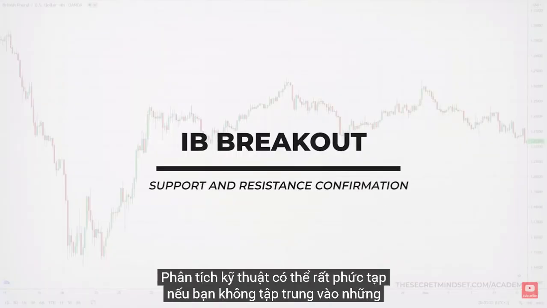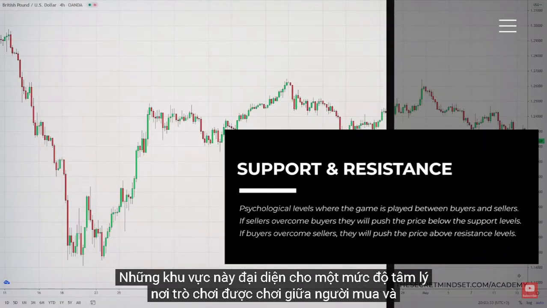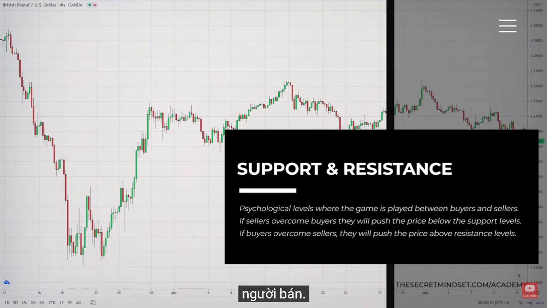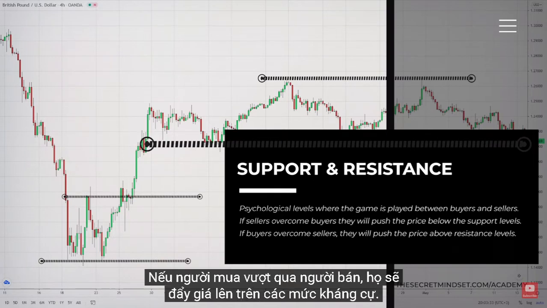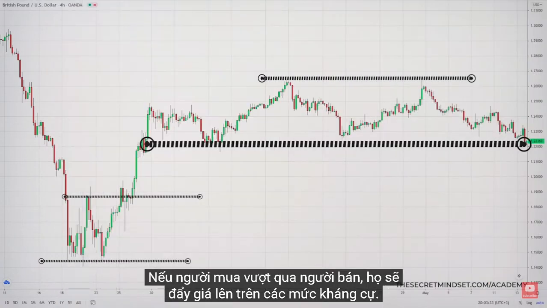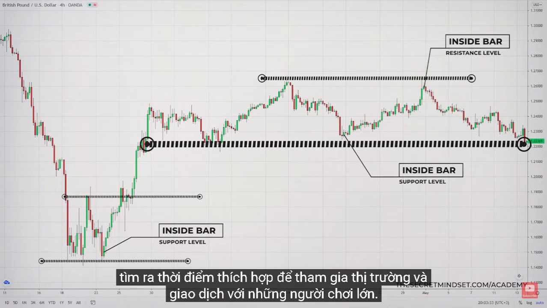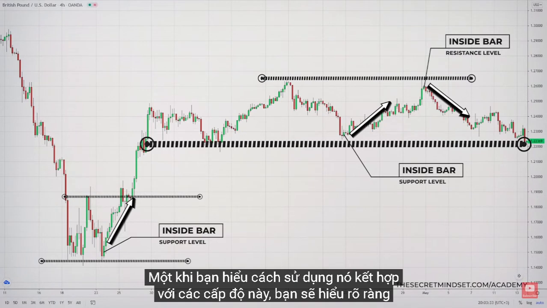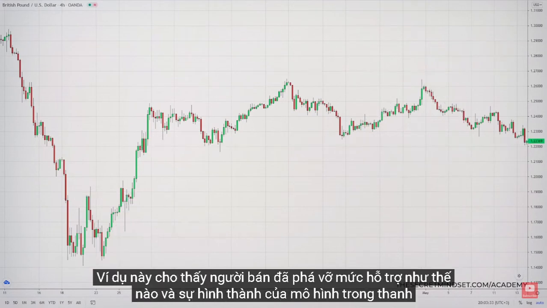Technical analysis can be very complicated if you don't focus on the most important basics, such as support and resistance levels. These areas represent the psychological level where the game is played between buyers and sellers. If sellers overcome buyers, they will push the price below the support level. If buyers overcome sellers, they will push the price above resistance levels. The inside bar is one of the most reliable price action signals that will help you to find the right time to enter the market and trade with the big players. Once you understand how to use it in combination with these levels, you will know what the market is trying to tell you, and you will make good trading decisions.